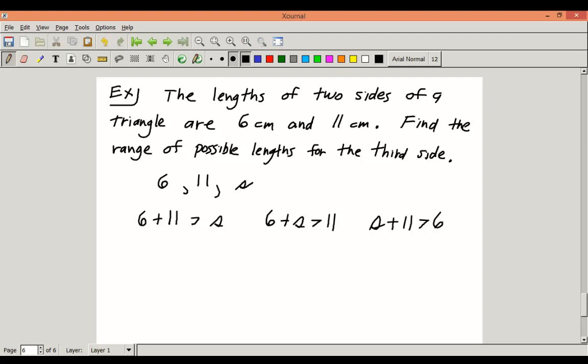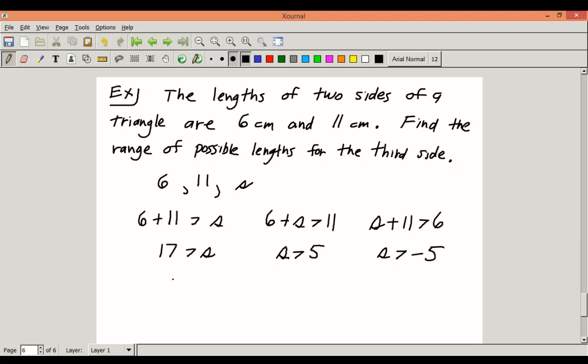Okay, so they're going to give you two sides. You just put your third side as a variable and then write 3 inequalities and then solve them. So here we have 17 is greater than S. Here we have S is greater than 5. And here we have S is greater than negative 5. Okay, let's put these together and see what S could be. What's the range of numbers that S could be?